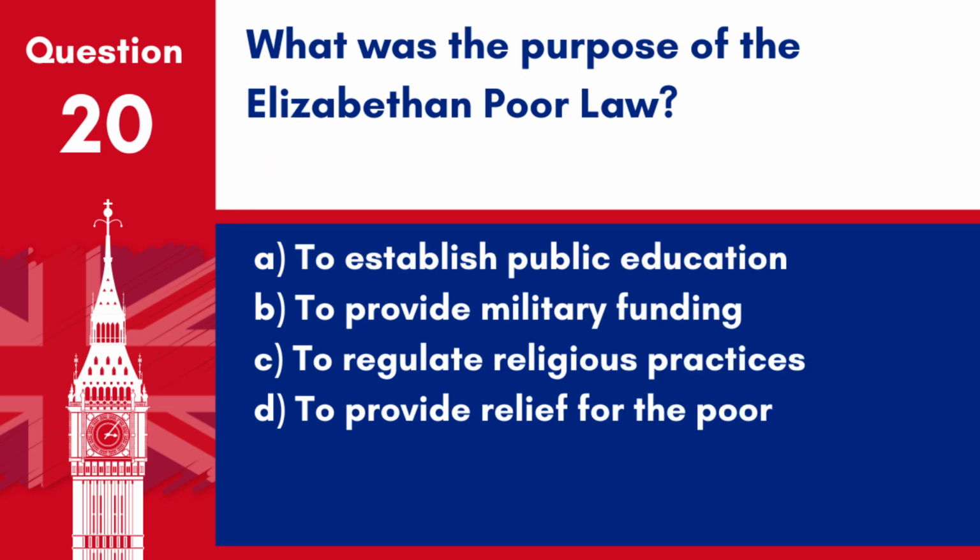Question 20. What was the purpose of the Elizabethan Poor Law? A. To establish public education. B. To provide military funding. C. To regulate religious practices. D. To provide relief for the poor. Answer: D. To provide relief for the poor. The Elizabethan Poor Law of 1601 was designed to provide relief to the poor and is considered one of the earliest forms of social welfare legislation in England.